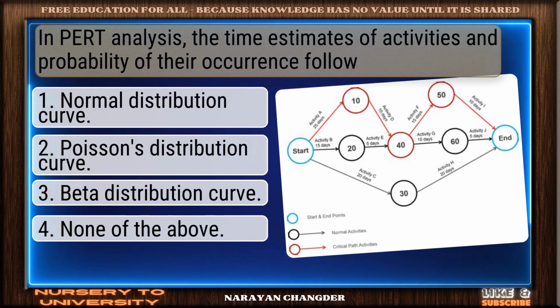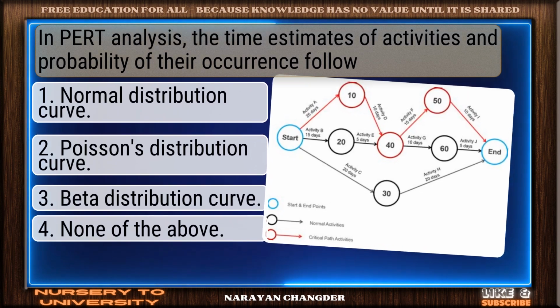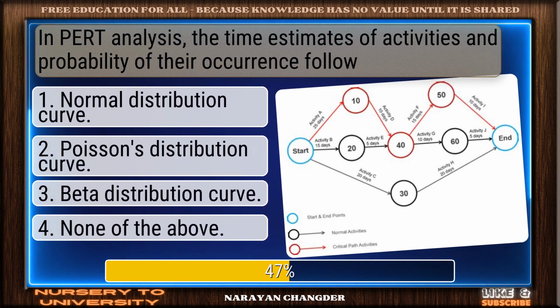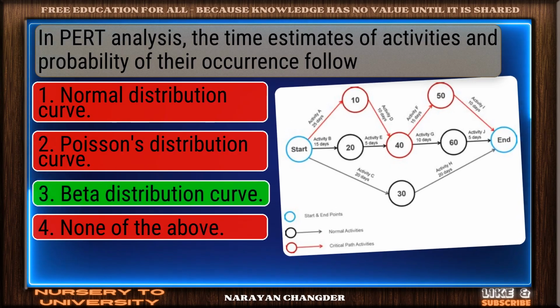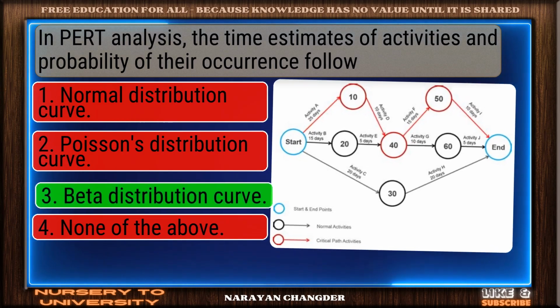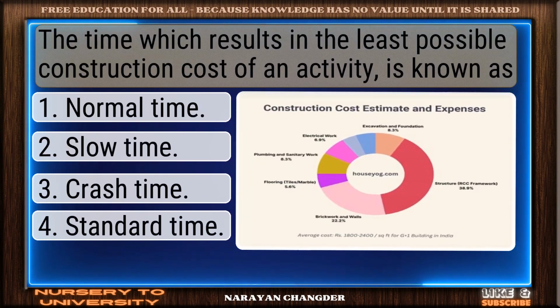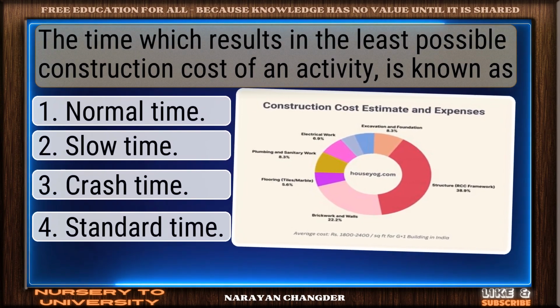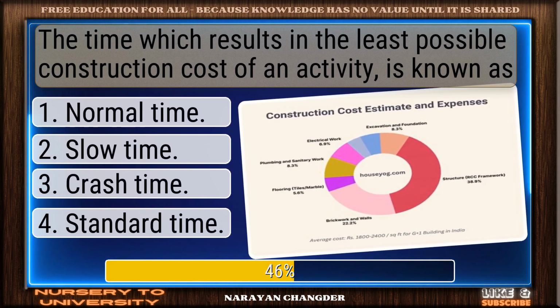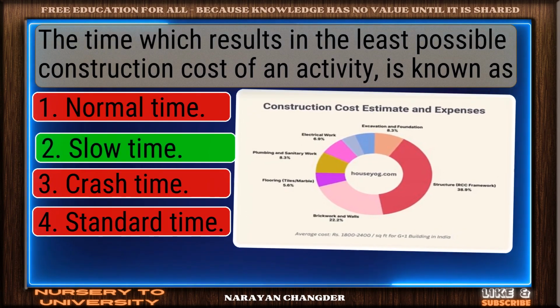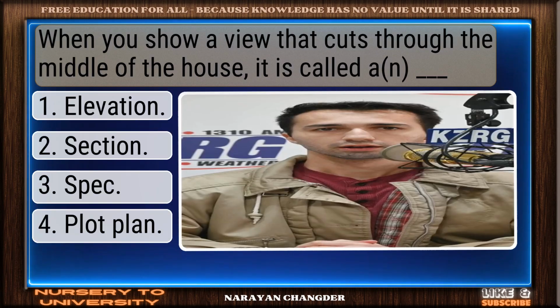In PERT analysis, the time estimates of activities and probability of their occurrence follow. You chose beta distribution curve, and it is correct. The time which results in the least possible construction cost of an activity is known as. On track. Slow time is the correct answer.